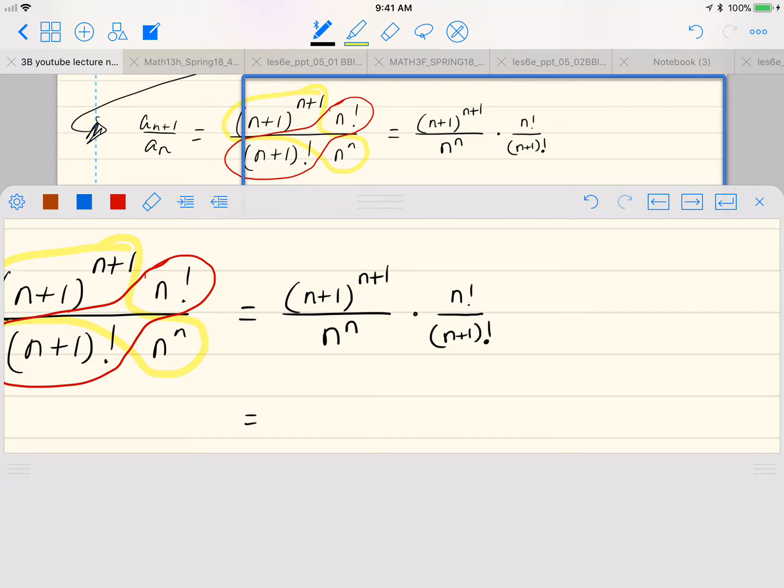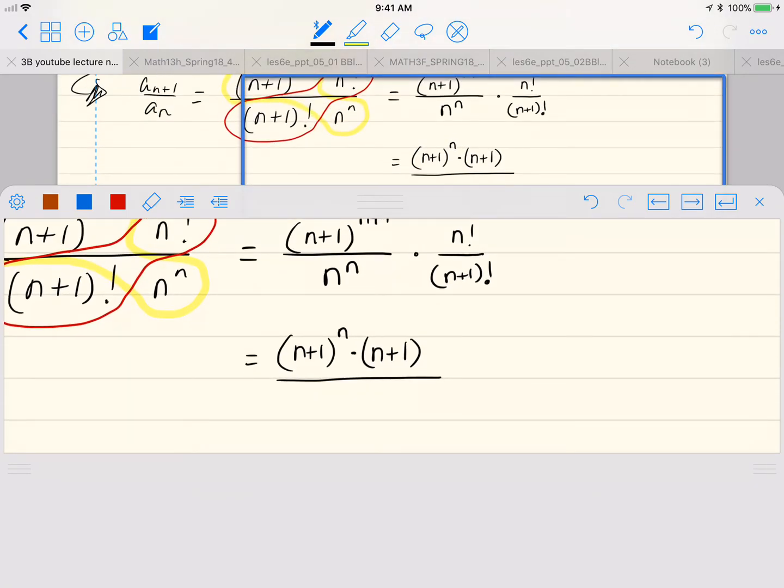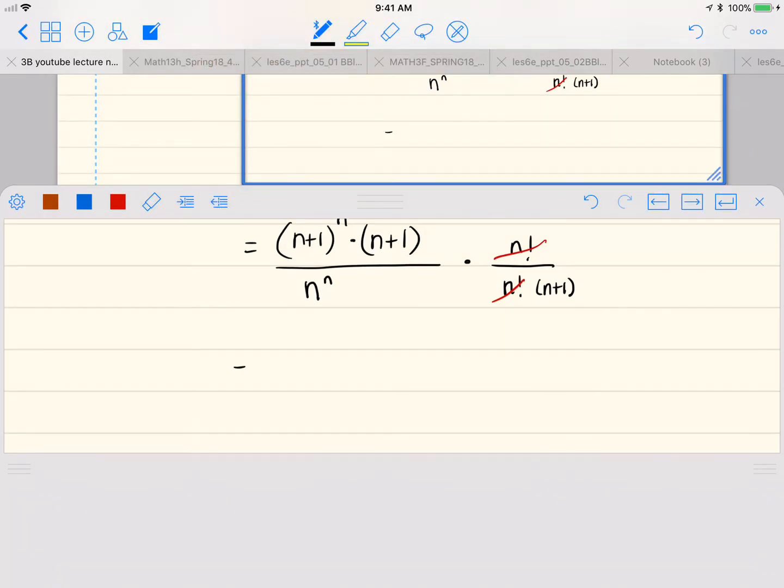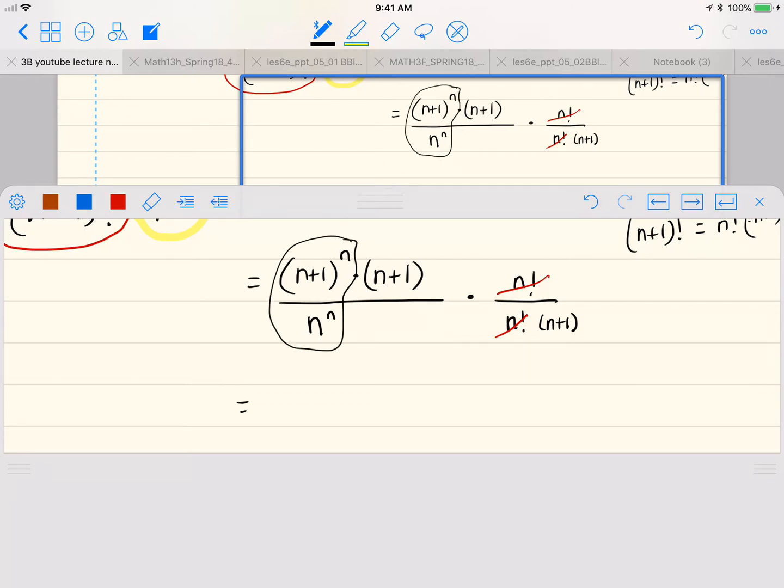Now, n plus 1 to the n plus 1, I can write as n plus 1 to the n times n plus 1, over n to the n. And for the n factorial over n plus 1 factorial, n plus 1 factorial is the same as n factorial times n plus 1. That's going to help us because now the n factorials cancel out. I can combine n plus 1 to the n over n to the n and write this as n plus 1 over n to the power of n, times, now look, my n plus 1 and n plus 1 cancel out. So that's all I have.